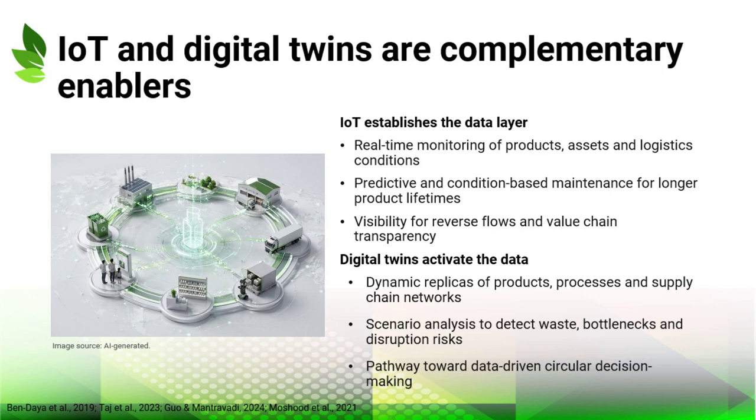The chapter notes that IoT has the clearest documented connection to circular supply chain management, especially through resource optimization, waste reduction, and reverse flow visibility. Digital twins are still more emerging, but they offer an important pathway towards sustainable, data-driven operations. That distinction is useful when interpreting the following cases.